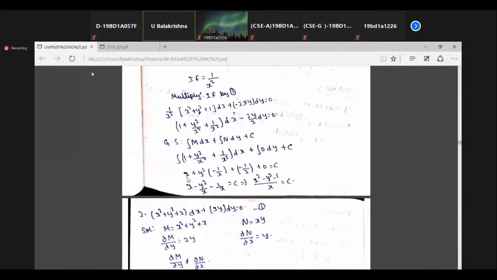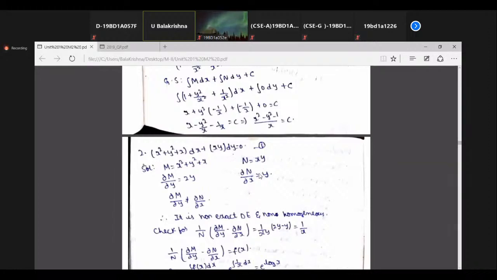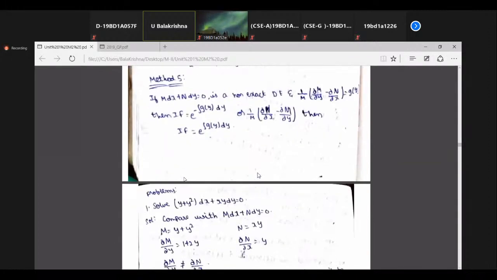Integration of 1 is x, y square is treated as constant outside, and integration of 1 by x square is minus 1 by x. Here this is 0, therefore it will be 0. So when you simplify, you'll have this one, right? So the last one, once again, the same thing.